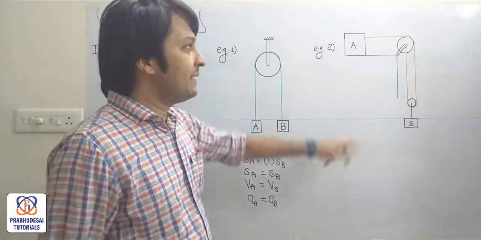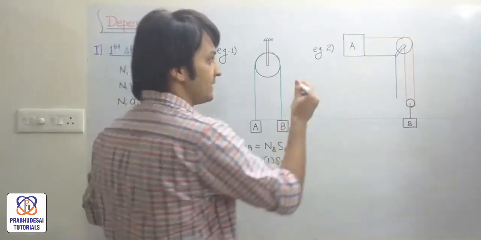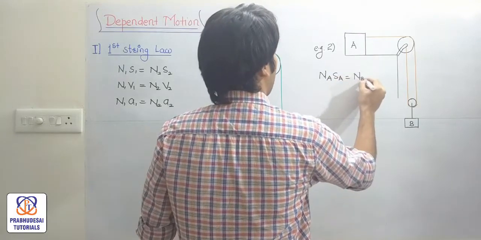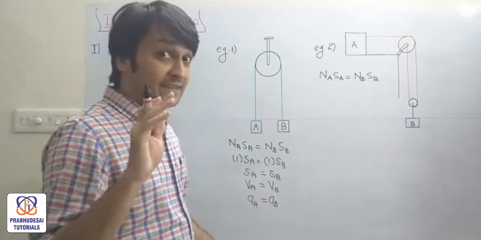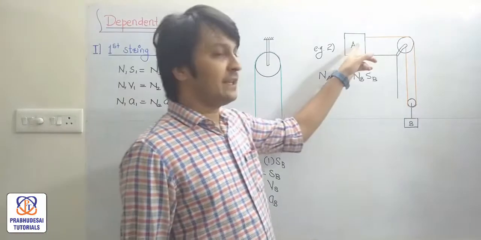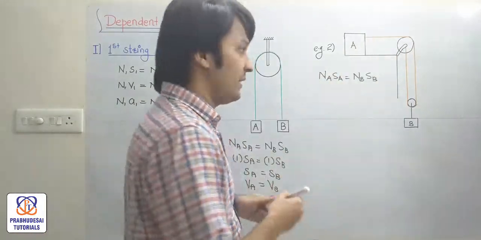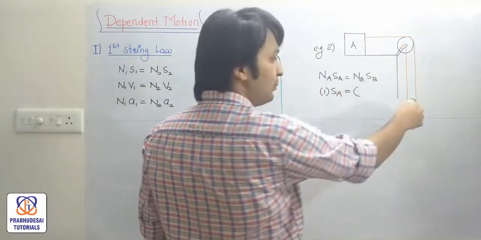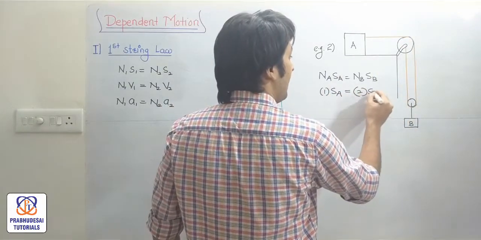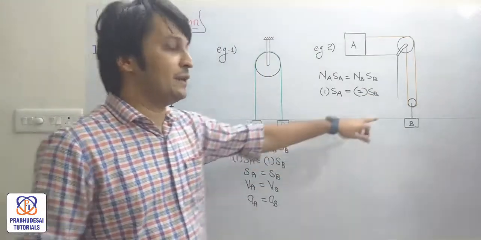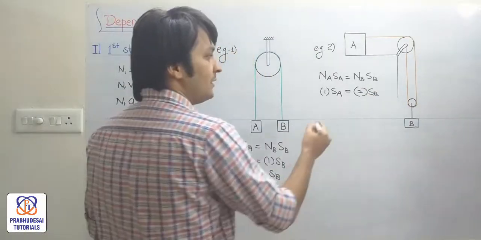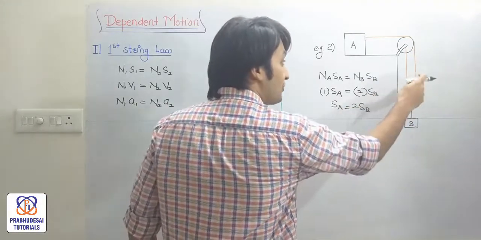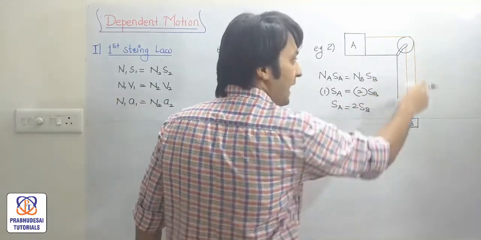Check next. Let us apply it to this example. Again, NASA is equal to NBSB. Check this carefully. How many string parts connected to object A? Only one. So I will write this as 1 SA. How many string parts connected to B? 2. So it's 2 SB. Correct or not? 1 SA and 2 SB. I will go for simplification. SA is equal to 2 SB. Why 2 SB? Two string parts connected to object B. Just check 1 and 2.